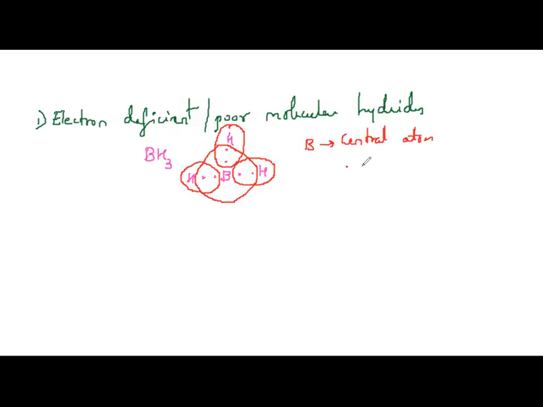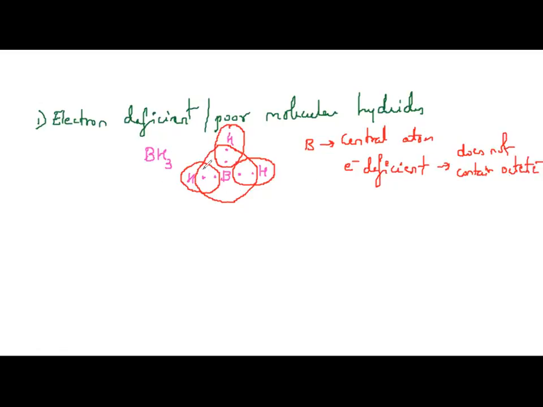And this central atom is electron deficient. It is poor in electrons. Why is it electron deficient? It does not contain an octet number of electrons. Therefore, I call it an electron deficient molecular hydride.